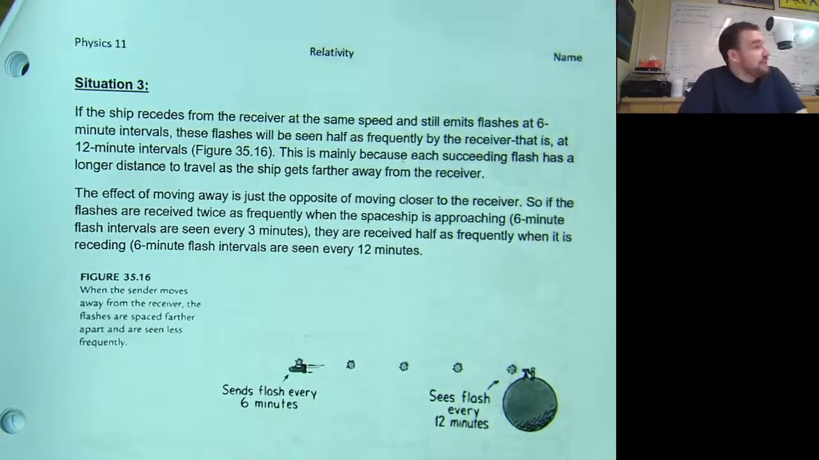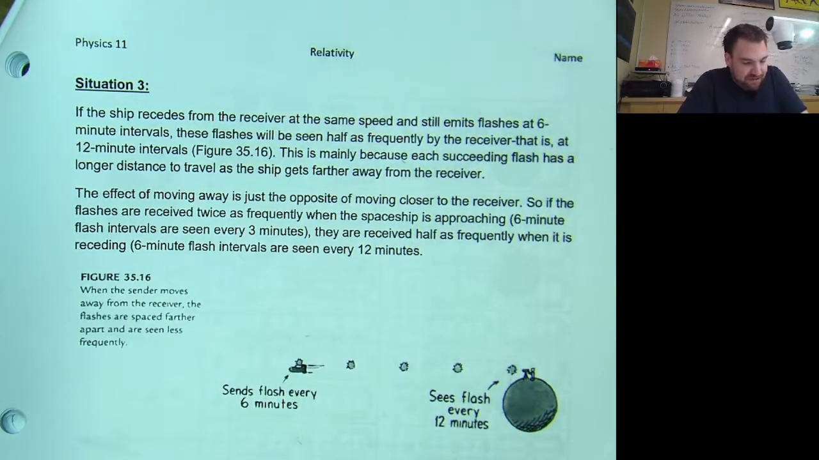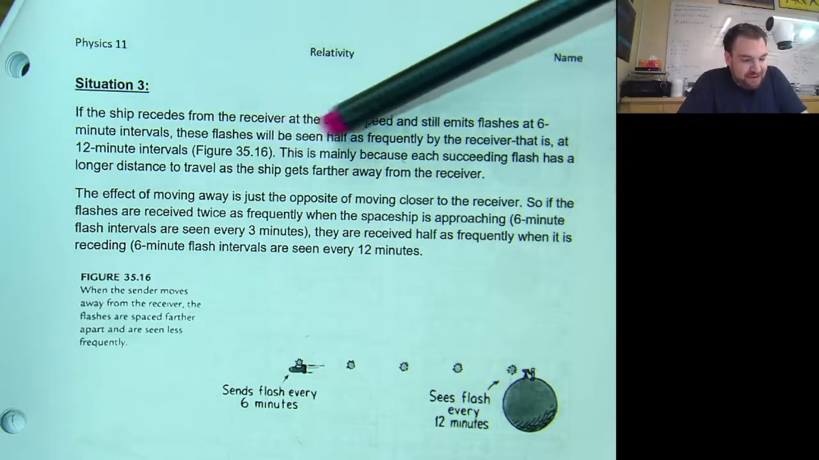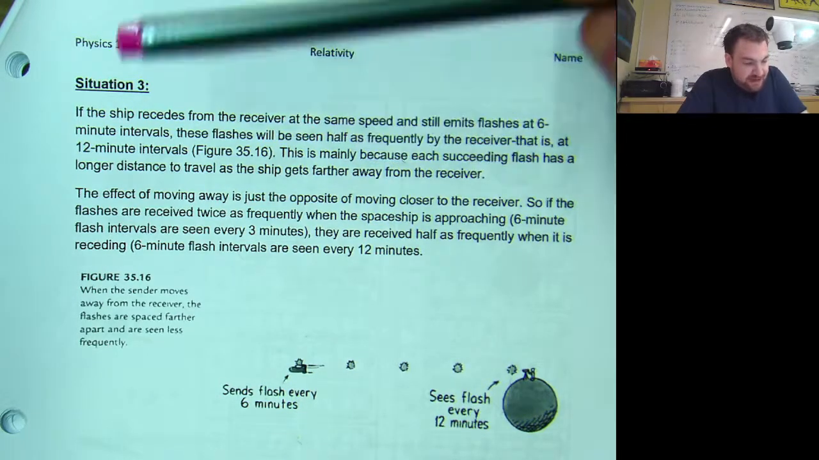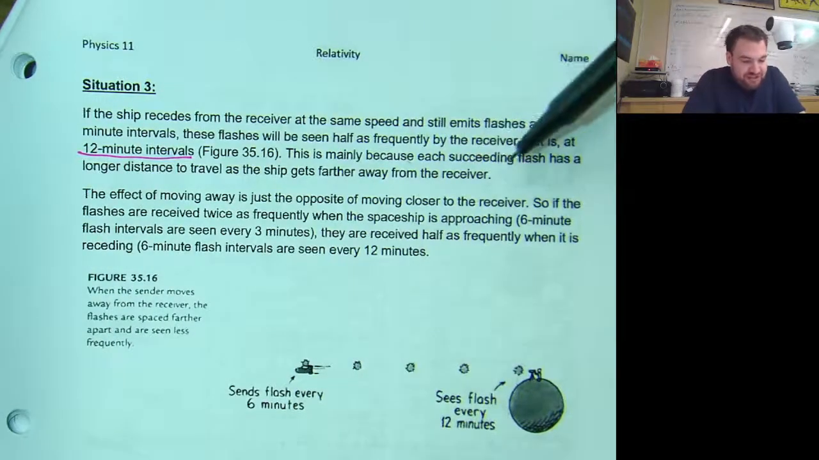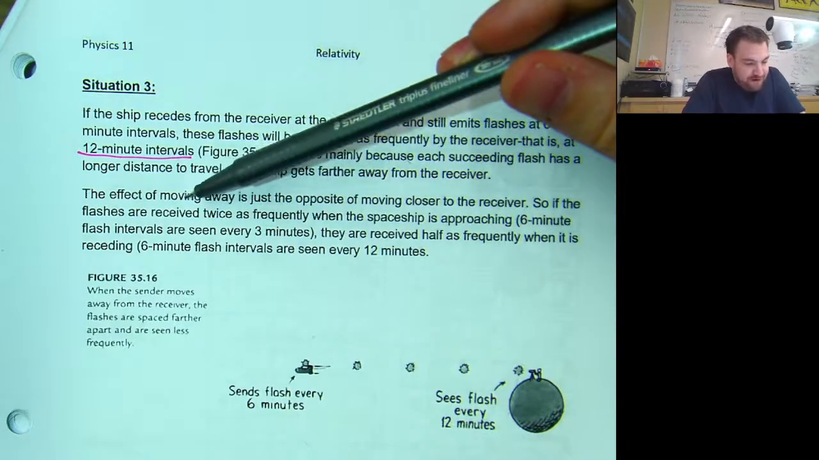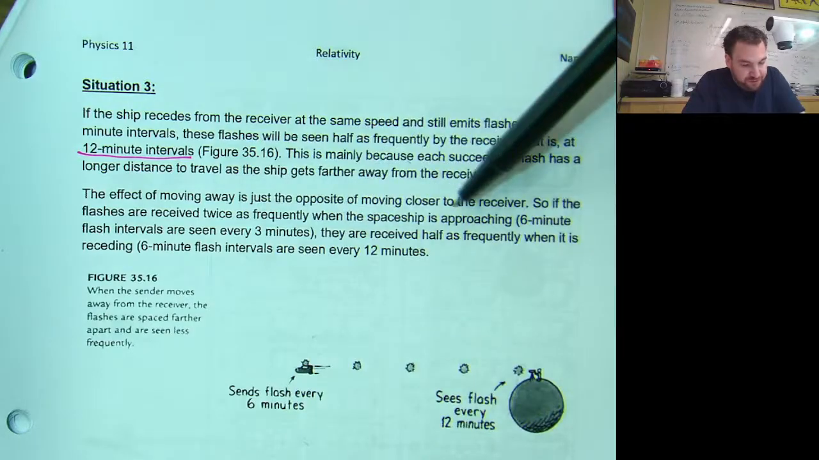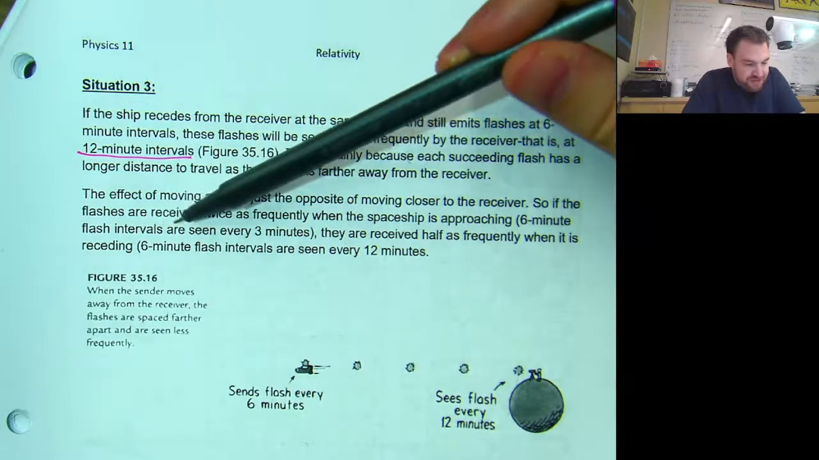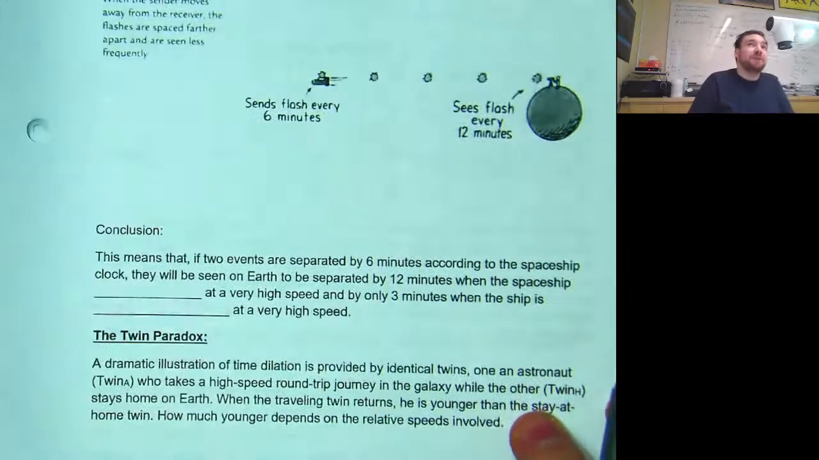If the ship recedes from the receiver, i.e. is traveling away from the receiver at the same speed and still emits flashes of light at 6 minute intervals, these flashes will be seen half as regularly by the receiver, that is at 12-minute intervals. This is mainly because each succeeding flash has a longer distance to travel as the ship gets further away from the receiver. The effect of moving away is the opposite of moving closer to the receiver. So if the flashes are received twice as frequently when the spaceship is approaching, they are received half as frequently when it's receding. 6 minute flash intervals are seen every 12 minutes on Earth.